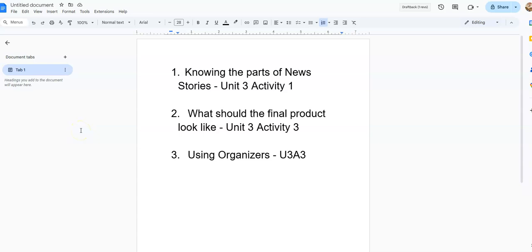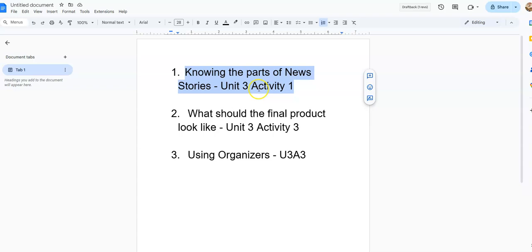So in Unit 3, Activity 3, you are going to be writing your own news report. So what I wanted to do is make sure that you know where to find all the various pieces. This video is going to cover three things. One, knowing the parts of the news stories.